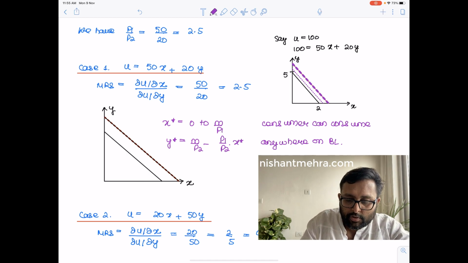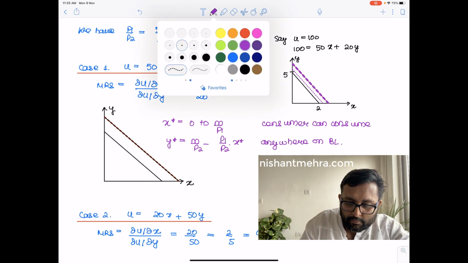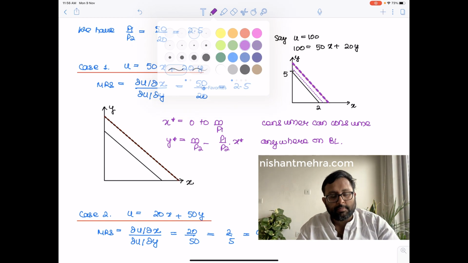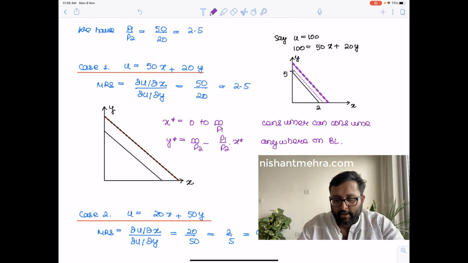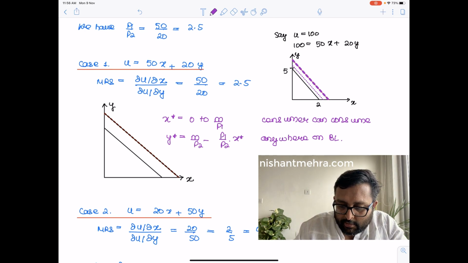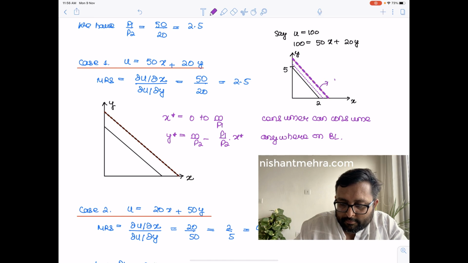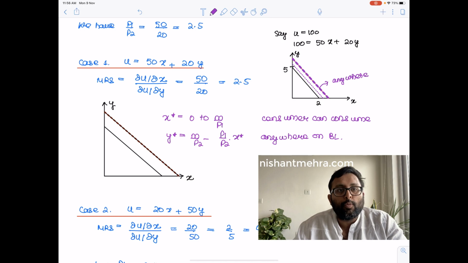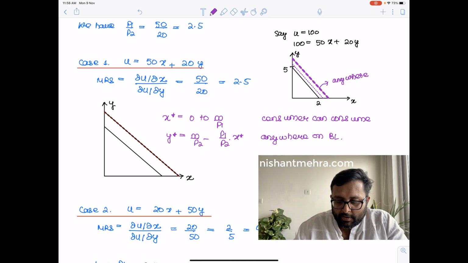Right, beta? So it means what? That you can consume anywhere on this budget line, and you have just shown that, right? In the third case, that you can consume anywhere on this budget line. Anywhere. So it is 0 to m by p1, and y star would be m by p2 minus p1 by p2 x star.